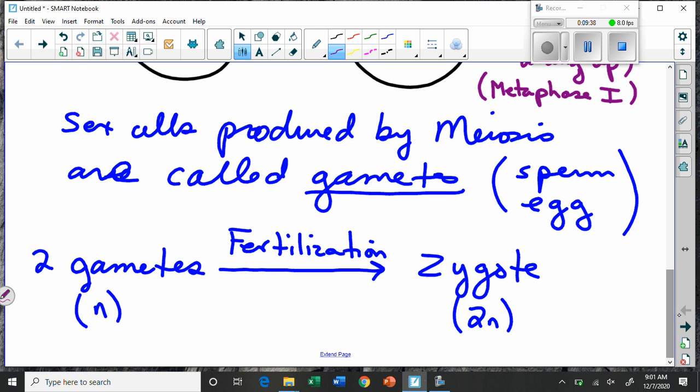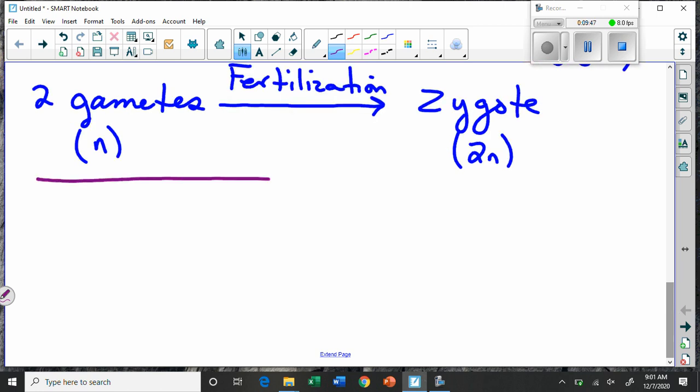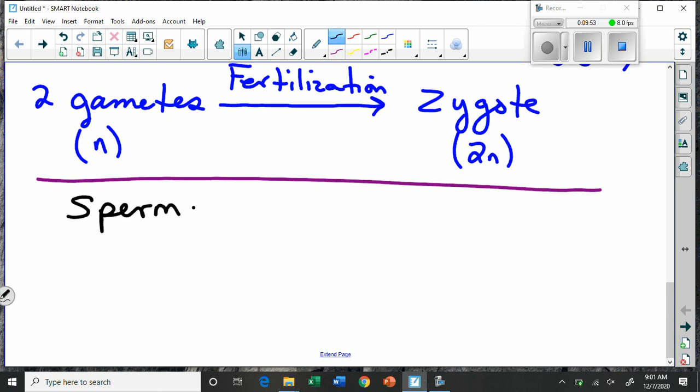Now, let's take a little bit of time to discuss the way the gametes are actually made, because it's slightly different. So this will be a little bit new. The formation of sperm cells is called spermatogenesis. Genesis means to generate or to make. So spermatogenesis refers to the making of sperm.